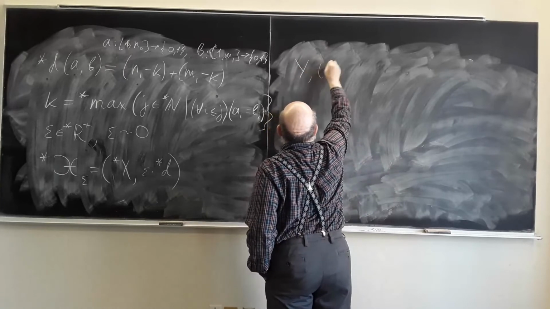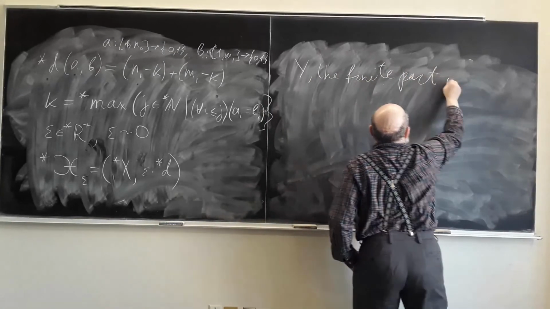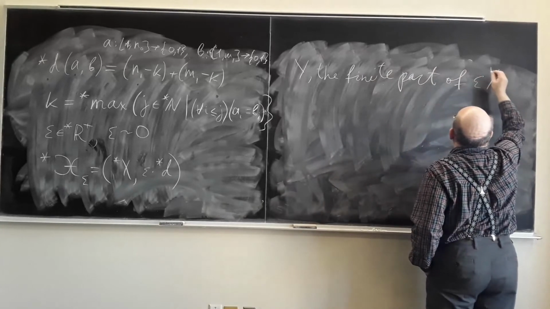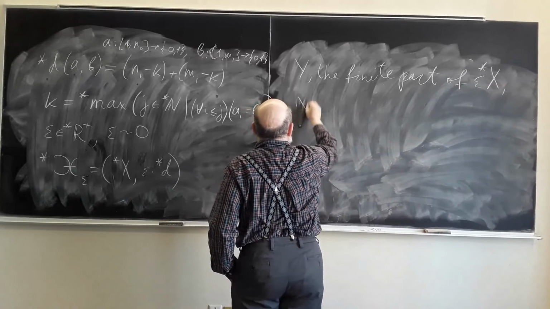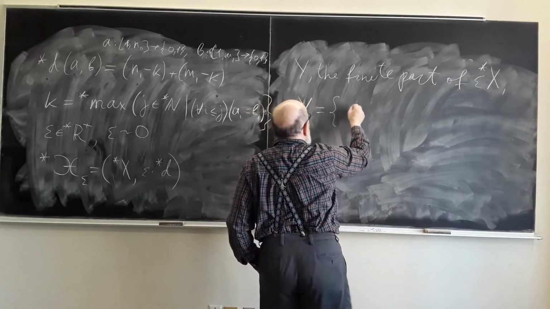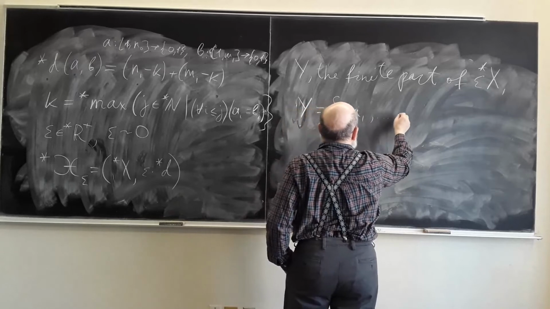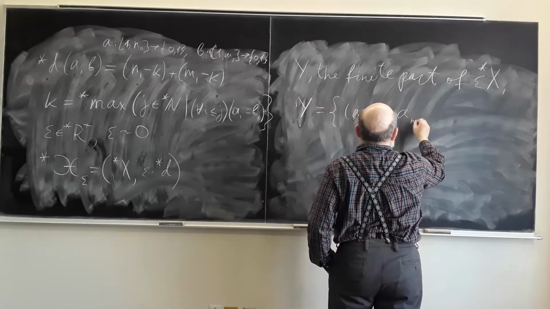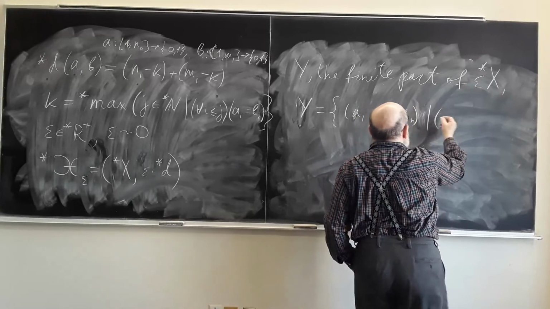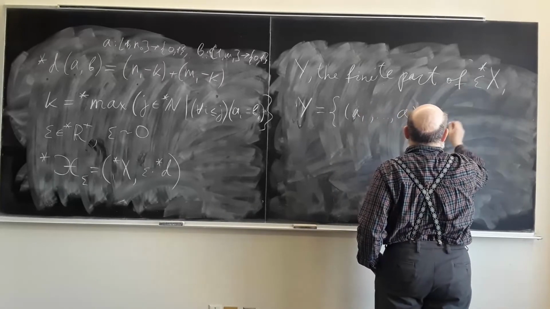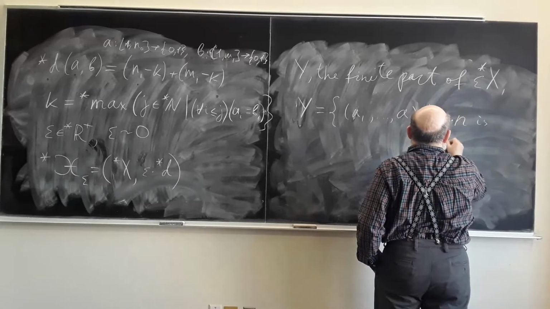Why the finite part of epsilon star x, the set of x1, let's say a1, ..., n, such that epsilon times n is bounded.